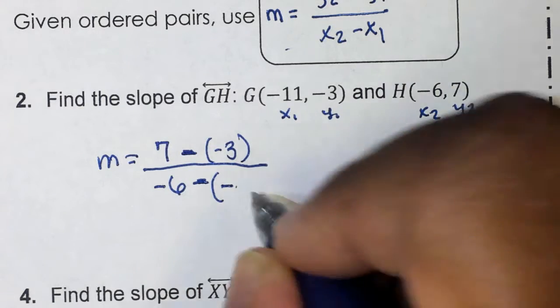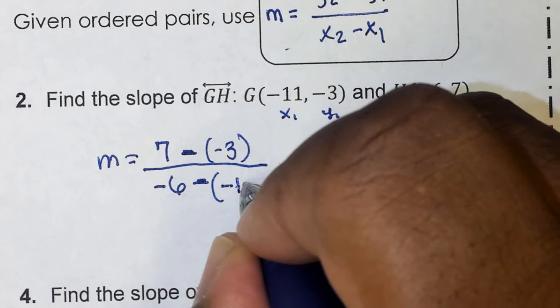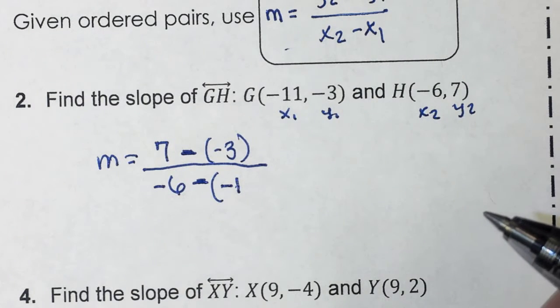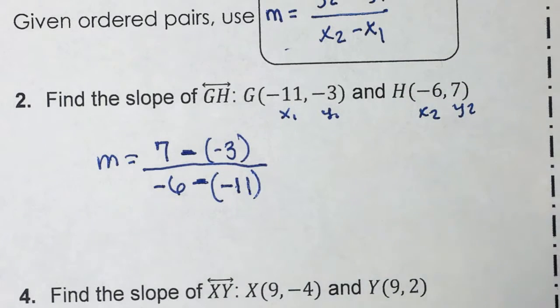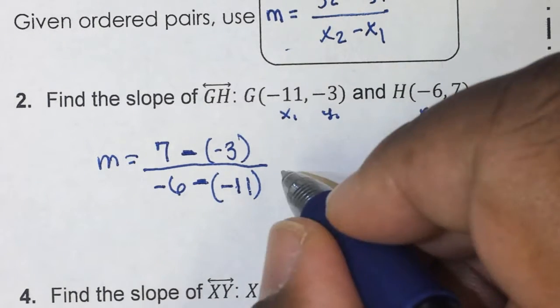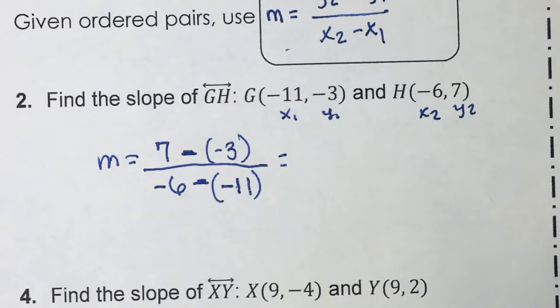I mean, my y2 is negative 11, excuse me. No, my x2 is negative 6. I'm tripping. Had a little drink this morning. We know. Alright.